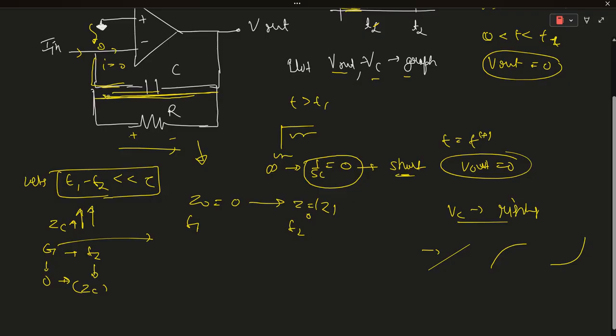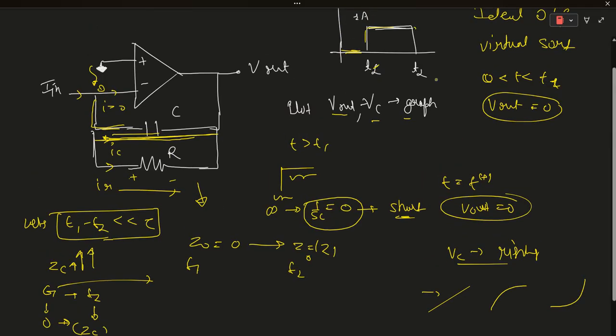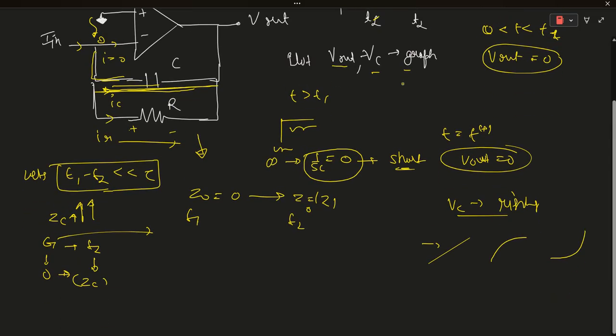So the current distribution of IC and IR, sorry, the currents IC and IR are changing continuously as time increases from t1 to t2. So as current is continuously changing in the capacitor branch, the voltage rise in the capacitor will be exponential.